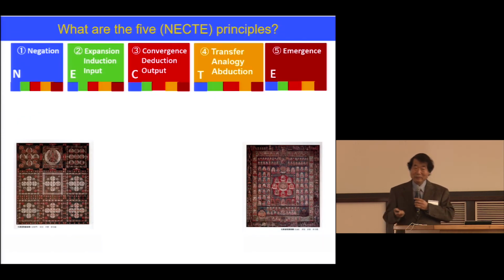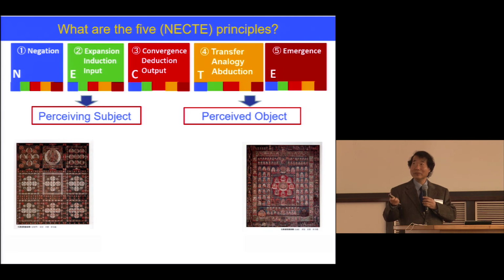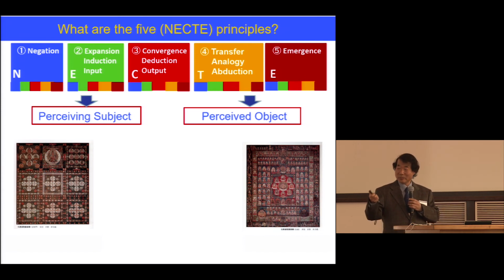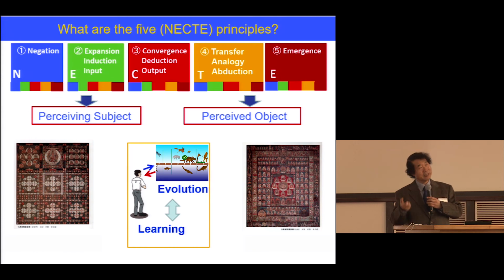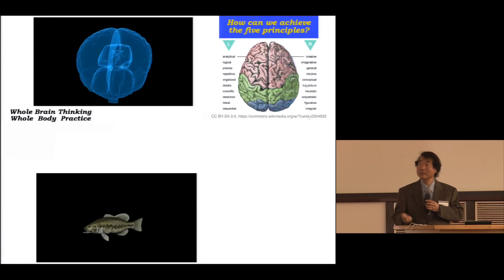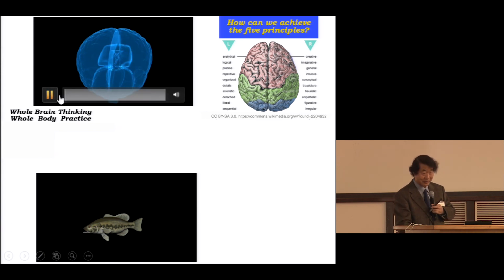And what are the 5 principles? It is represented by negation, expansion, and so on. These are the principles, not only the perceiving subject principles, but also the observed or perceived object principles, which may be relating to different kinds of mandala. Learning and evolution look different, but essentially the same. How can we get such 5 principles?